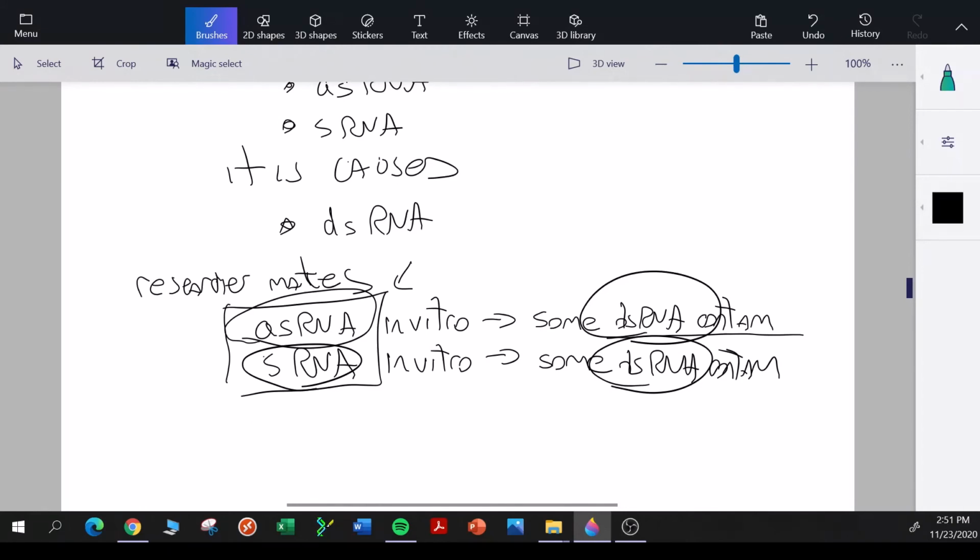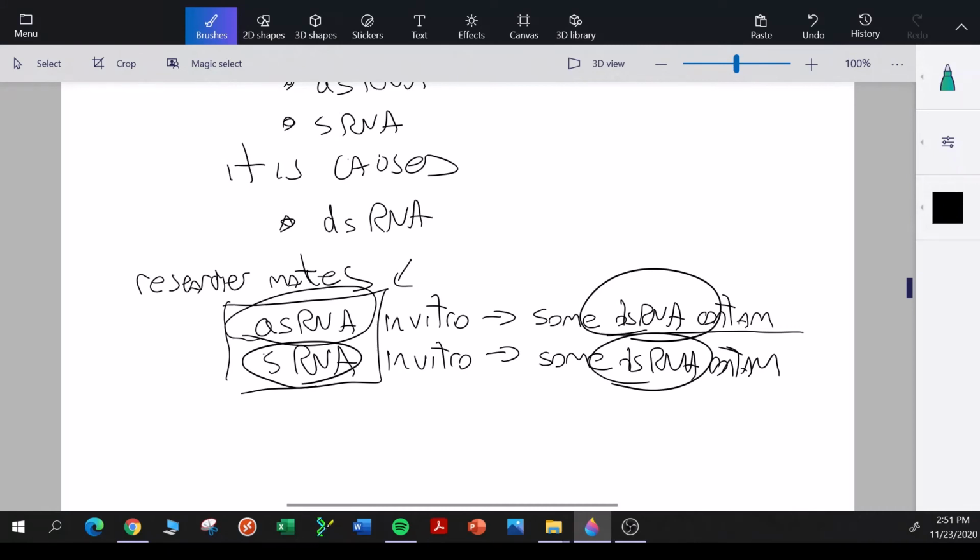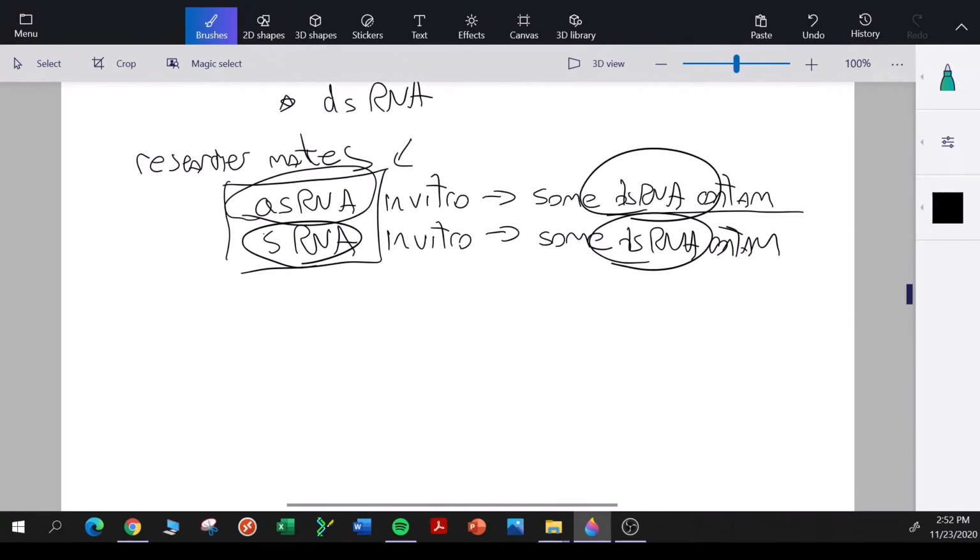So, okay, what did Fire and Mello do? I'm sorry, I still don't know how to really say his name. I'm going to say Mello, like Mellow Yellow, I guess. Fire and Mello.